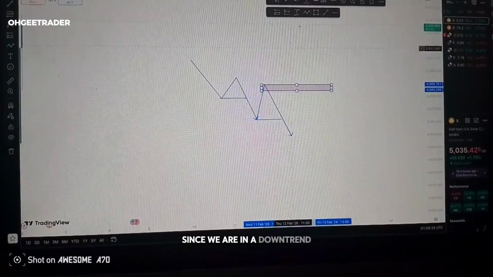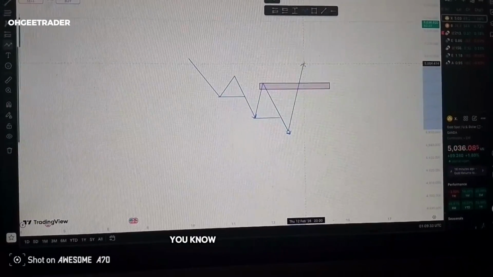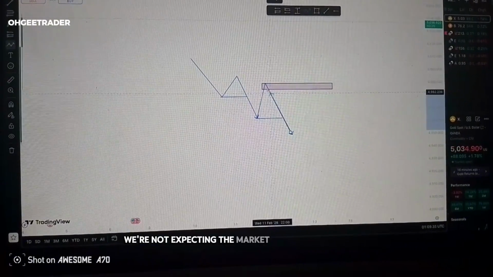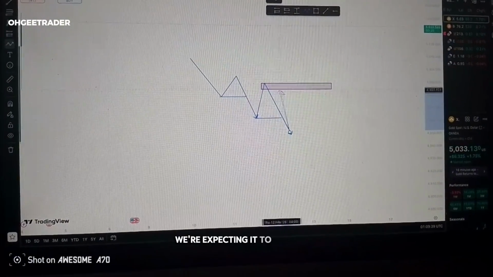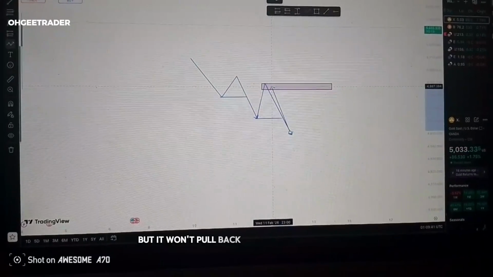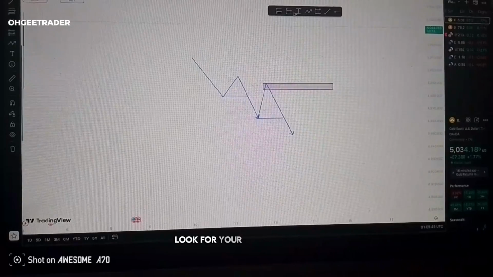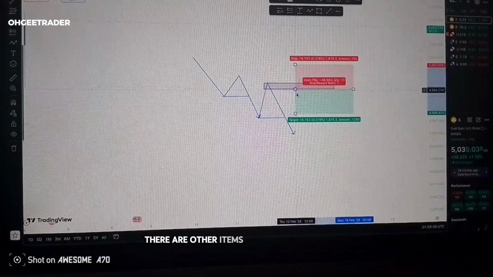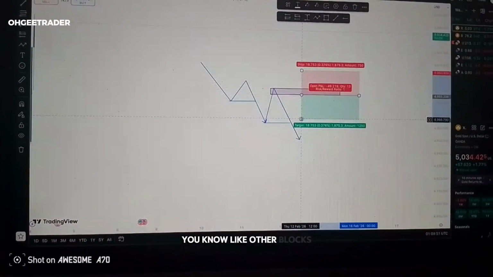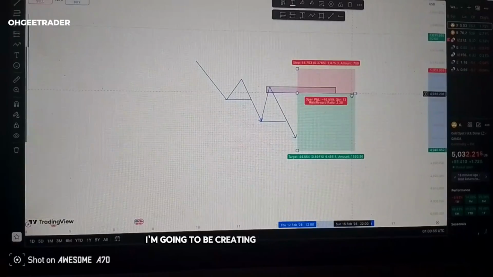Since we are in a downtrend, we are not expecting the market to move past this zone. We're not expecting the market to take out this lower high here. We're expecting it to pull back, but it won't pull back more than this. So what you have to do here is just to look for your entry. But of course, you won't just take it like this. There are other tools that you can use, like other blocks, breakout blocks, and stuff like that. I'm going to be creating videos on that too.